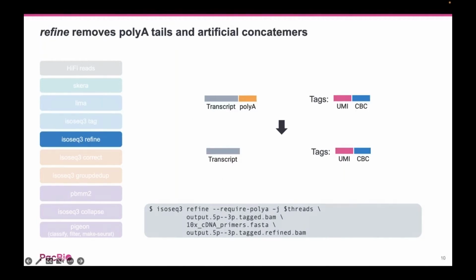Next, we have Refine, which removes poly A tails and artificial concatemers. As you can see in the figure, all we're doing is removing the poly A tail from the 3' end of the sequence, and this uses the option require poly A and searches for concatemers using your 10x cDNA primers. So this would not capture under deconcatenation with Skera.